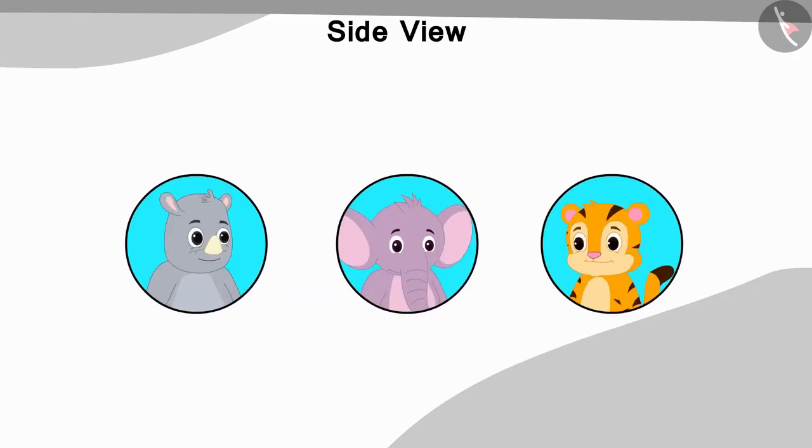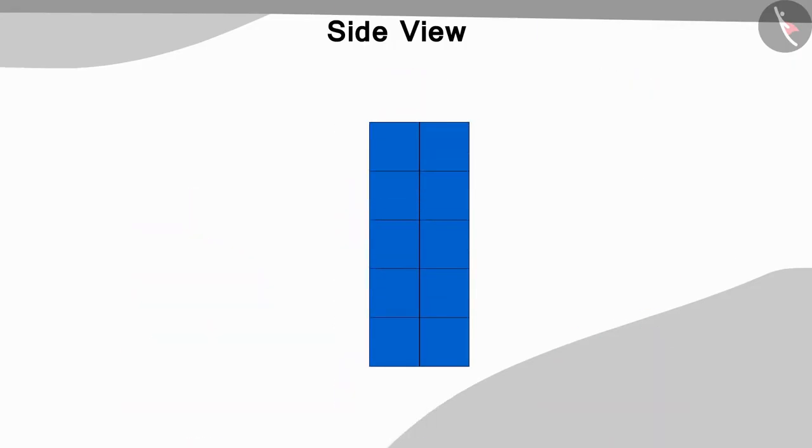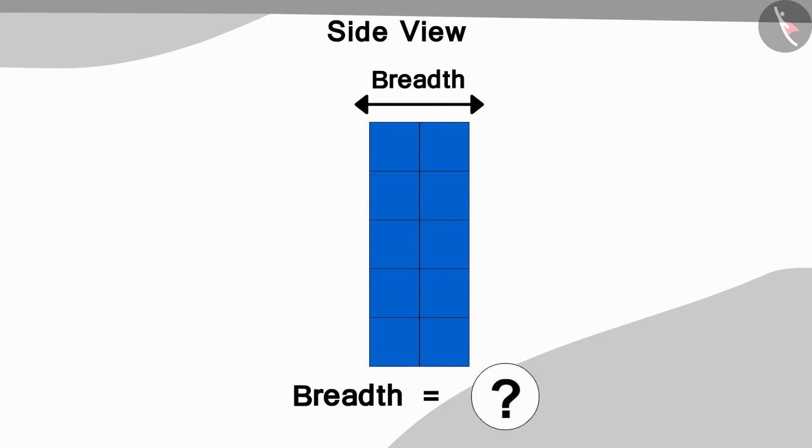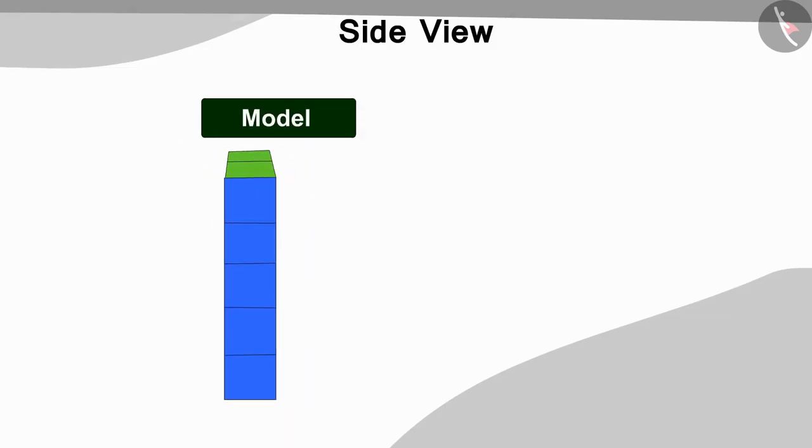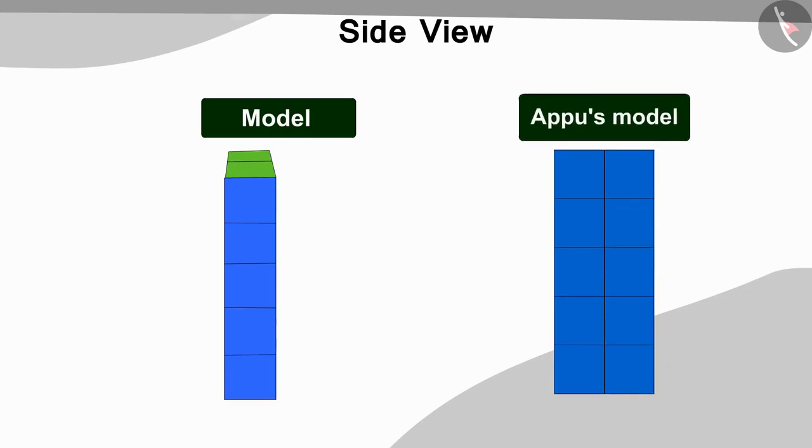Now, the three of them looked at the picture which was made by looking at it from the side view and found how many cubes are there in the breadth of the model. Can you find the answer? Yes! The breadth of the model has 2 cubes. If we look at the model that has been made so far from the side, it looks like this. And the side view of Appu's model looks like this.